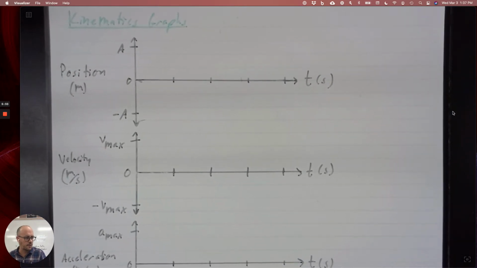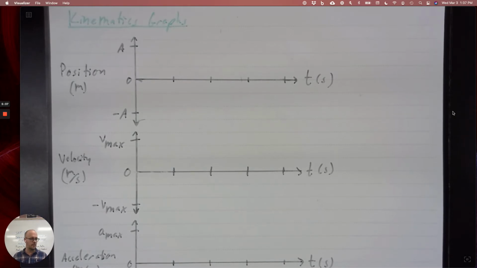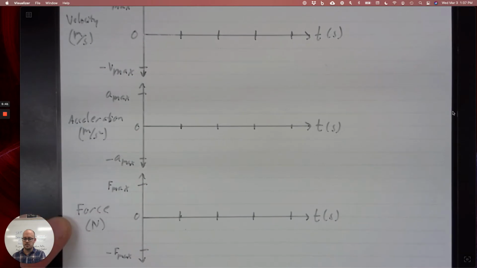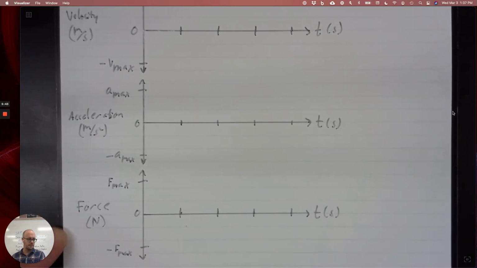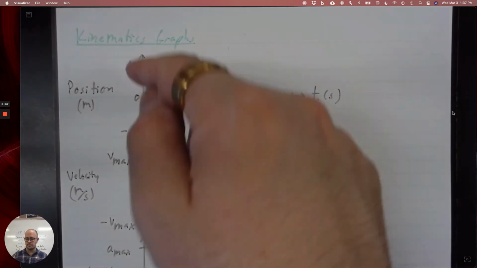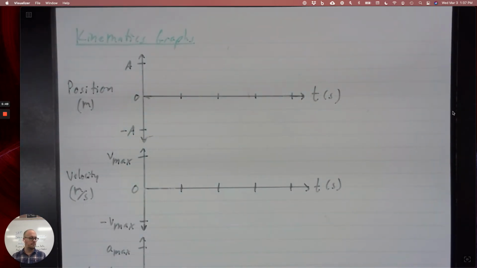And I'm going to have to zoom out a little bit, but we're going to make 4 graphs. We're going to make all the kinematics graphs, position, velocity, acceleration, and then the extension is we're going to make a graph of force. And the nice thing about this is the relationships between the graphs are all the same. Doesn't matter what the oscillator is, it's always going to have this same relationship. So we will do position, velocity, and acceleration graphs.